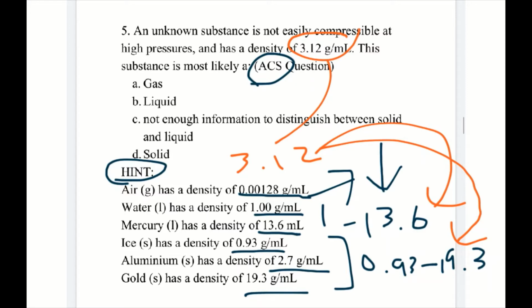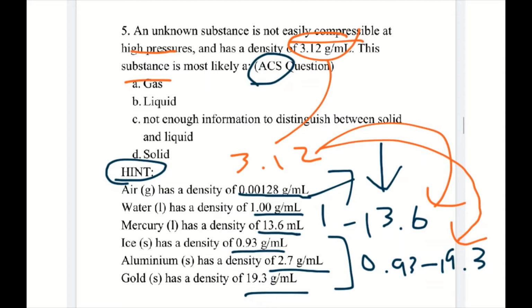So now let's read the problem. Number 5, an unknown substance is not easily compressible at high pressures and has a density of 3.12 grams per milliliter. This substance is most likely A. Well, we established that it cannot be a gas, since gases usually have densities that are less than 1.